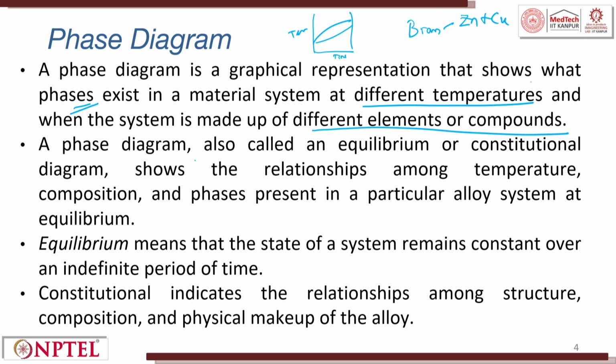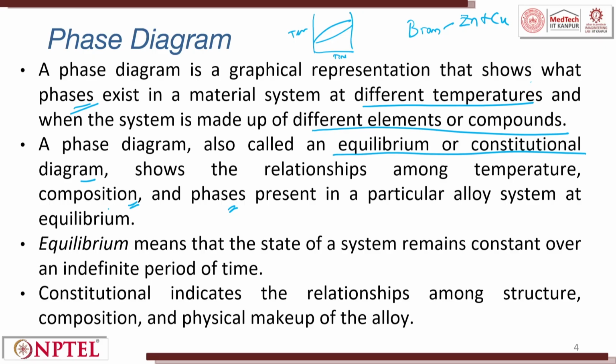A phase diagram is also called an equilibrium or constitutional diagram. Why is it said to be constitutional? We will see the solid and liquid, what phases are coming there. It shows the relationship among temperature, composition and phase present. Why is composition important? Because, let us take an example of carbon and iron. Now, what is happening is that the carbon atoms are small and the iron atoms are large.